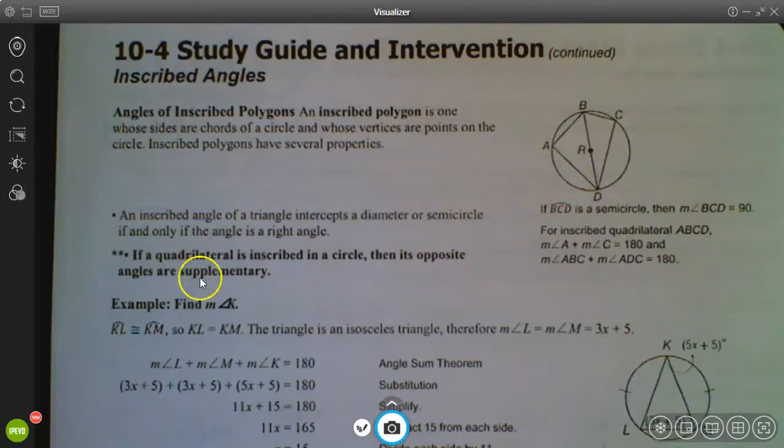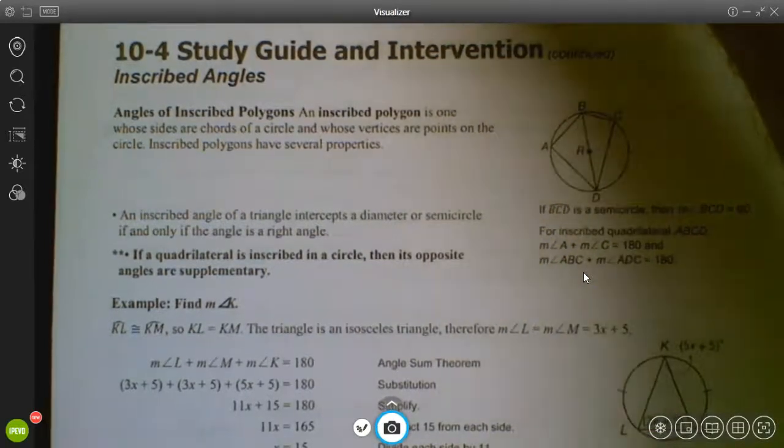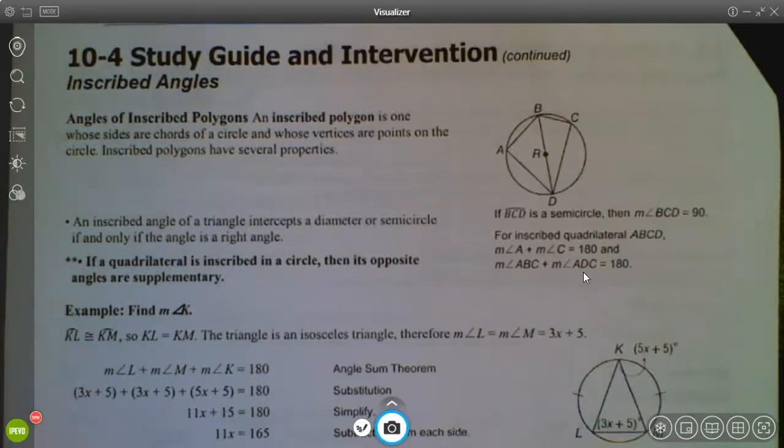Opposite angles are supplementary. Opposite angles are supplementary. So that means that angle A and angle C add to 180 degrees. It also means that angle B and angle D add to 180 degrees. So they spelled that out for you right here. So remember that opposite angles are supplementary in those cases. Let me give you one more rule, and then we're going to start going through some examples.